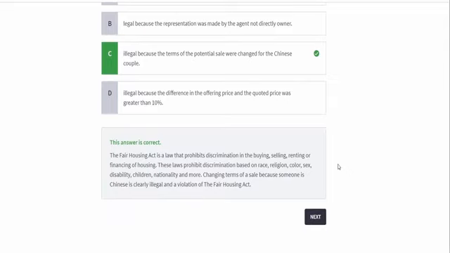And again, that is the foundation of the Fair Housing Act, and we touched on that, I believe, a little bit briefly earlier. But again, the Fair Housing Act is the law that prohibits discrimination in the buying, selling, renting, or financing of housing. These laws prohibit discrimination based on race, religion, color, sex, disability, children, nationality, and more. So changing terms of the sale because someone is Chinese is clearly illegal and a violation of the Fair Housing Act. So don't overthink this one. Know your fair housing, and you should understand questions like this.